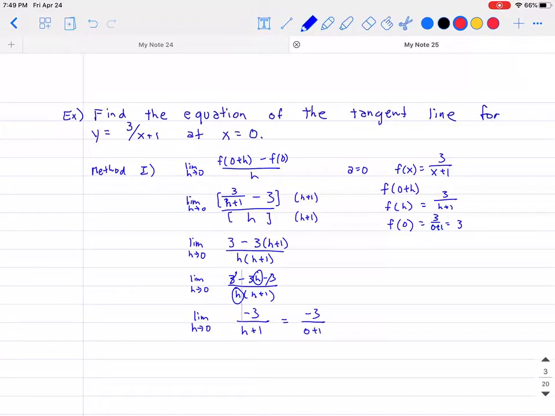So now we can go ahead and apply direct substitution. So we're going to get negative 3 divided by 0 plus 1. So the answer is equal to negative 3. Okay, so that right there is going to be the slope.